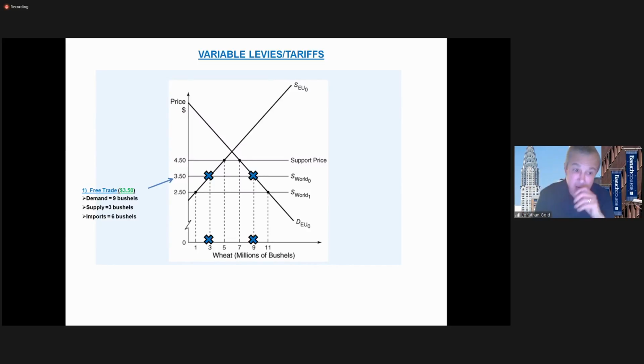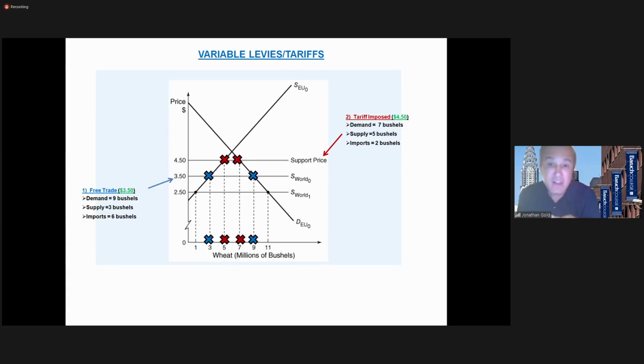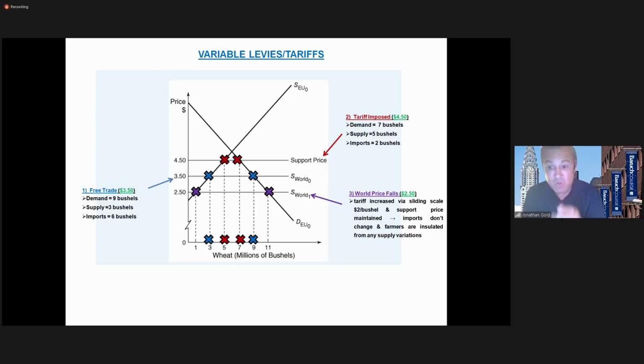So what did we see here? We saw that under free trade, the world price was $3.50, and we indicate the demand and supply and the imports. We saw that a tariff of $1 was imposed to assure that the revenue would be $4.50 a bushel of wheat for the domestic producers. We saw then that the world price fell to $2.50, but the tariff, which varies on a daily scale, went up to $2, therefore ensuring that the producers would get their $4.50 worth of income.